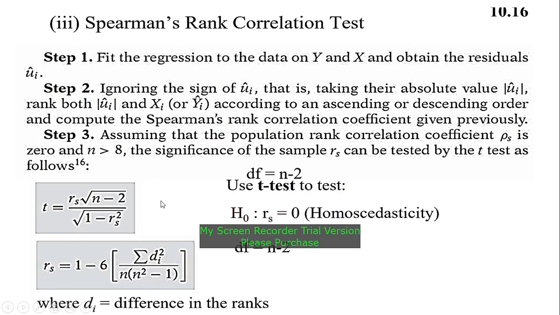Now for this t-test, we need RS, so you have to compute RS here. This is the formula to compute RS, which gives RS equal to 1 minus 6 summation of di squared over n(n squared minus 1). But the di here is the difference in the ranks.